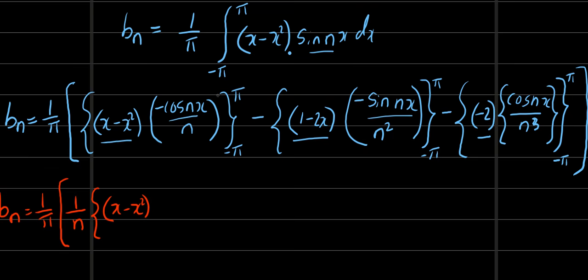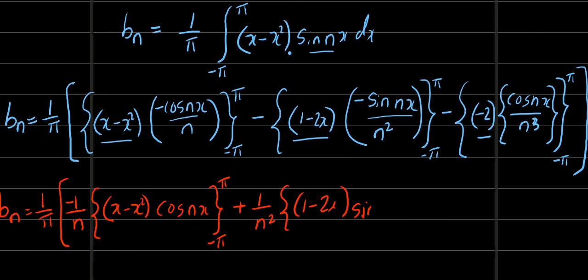Many students try to substitute the limits here. Okay, they might get the answer, but it's better to do this, because it kind of guarantees we will get the answer for sure. Minus will be plus, and 1 minus 2x sine nx within the limits minus pi to pi.